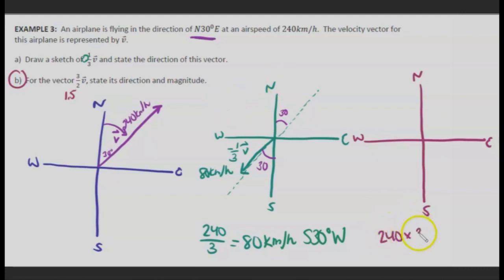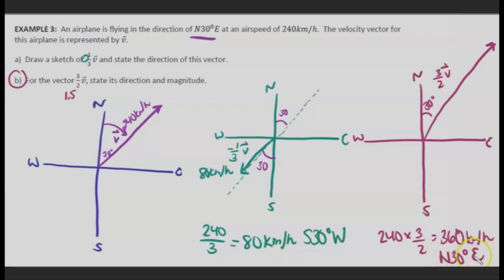240 times 3/2, okay, which is essentially times 1.5, is 360. And that's going to be in kilometers per hour. Okay, now it's going to have the same direction. It's just going to be longer. So this is still going to be 30 here. Okay, but then this is going to be 3/2 vector v. So it's going to be 360 kilometers an hour in the direction of north 30 degrees east.